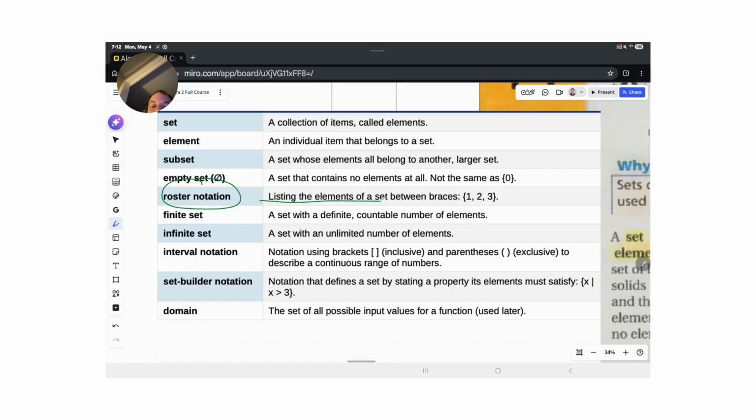Roster notation, listing the elements of a set between braces, like such. Finite set, a set with a definite countable number of elements, as opposed to an infinite set, which is a set with an unlimited number of elements. Interval notation, this is notation using brackets, inclusive, and parentheses, exclusive, to describe a continuous range of numbers. Set builder notation is notation that defines a set by stating a property its elements must satisfy. For example, x is greater than 3 within our brackets. And then the domain, the set of all possible input values for a function. We'll use that later.